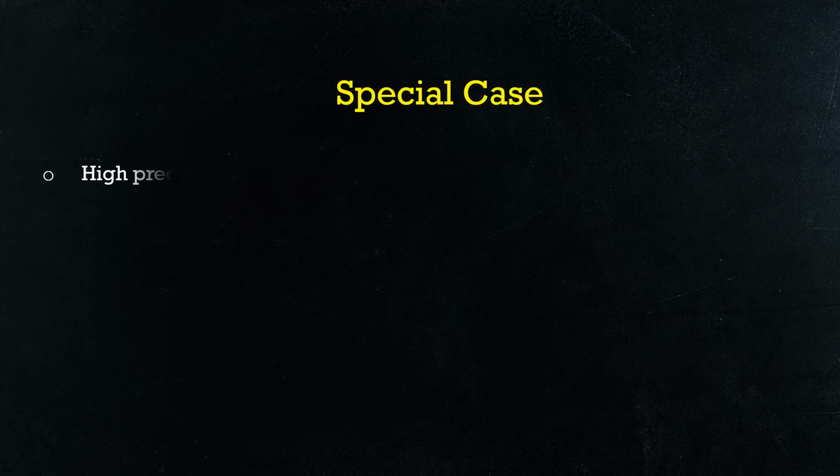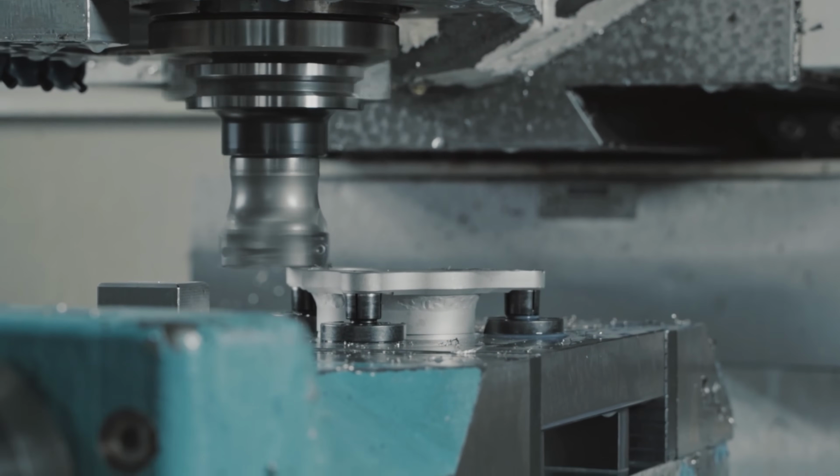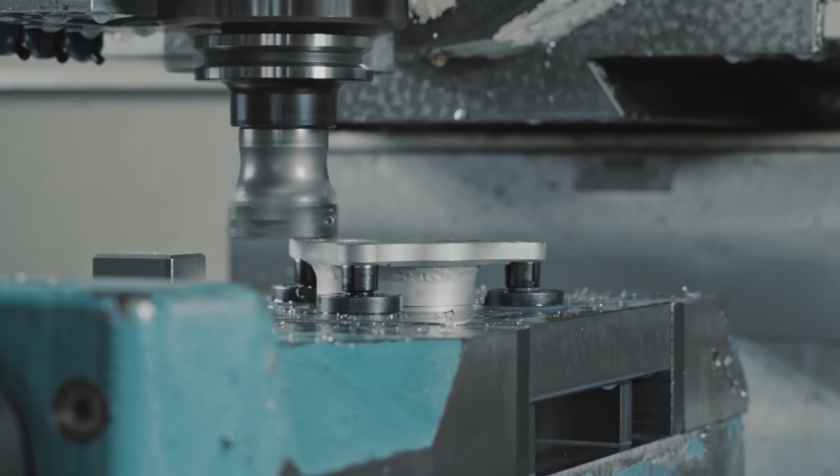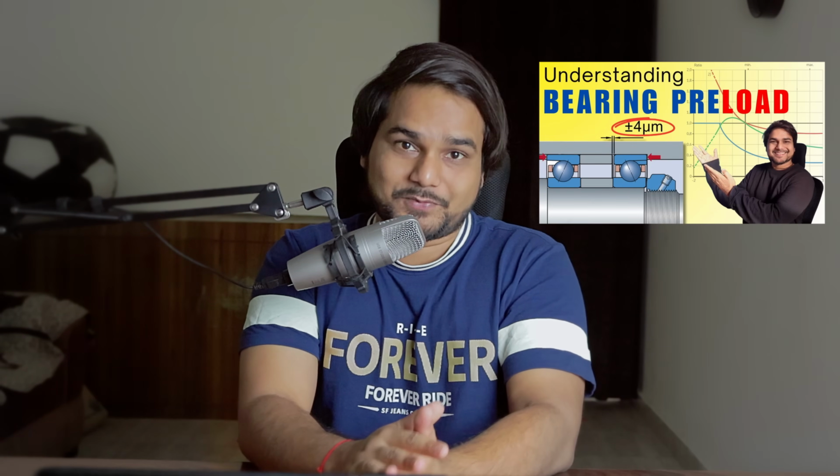Now, there are also some special cases, like in applications where high precision is required, like CNC machines. So in this condition, we actually preload the bearing by interference fit. But preloading is a different topic. For that, you can watch this video.